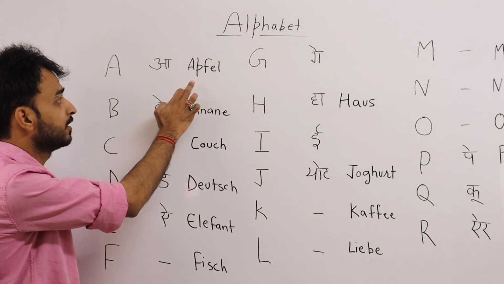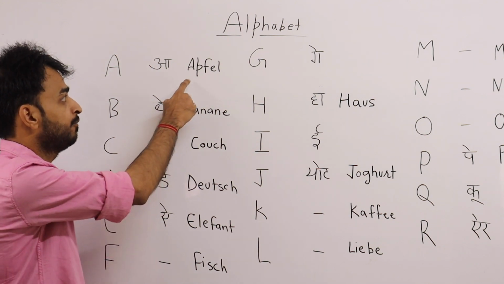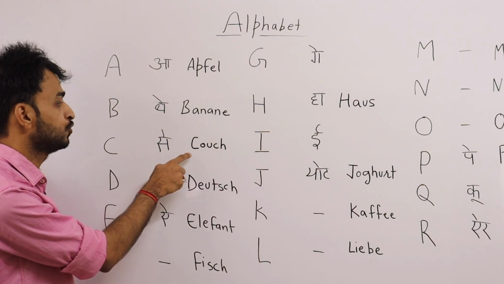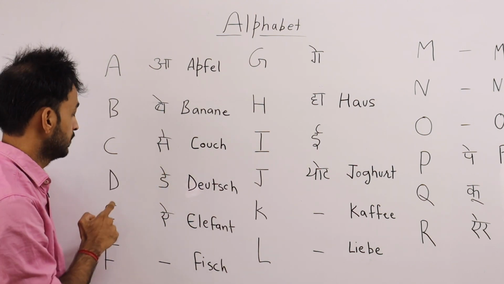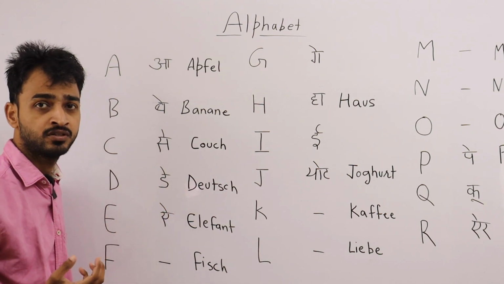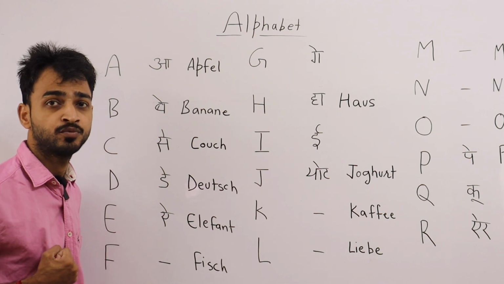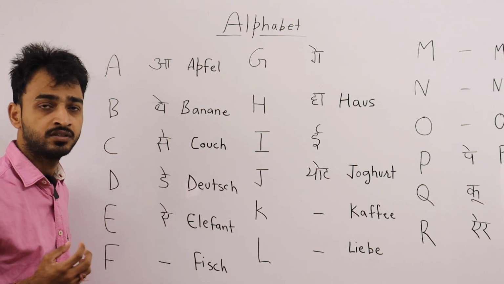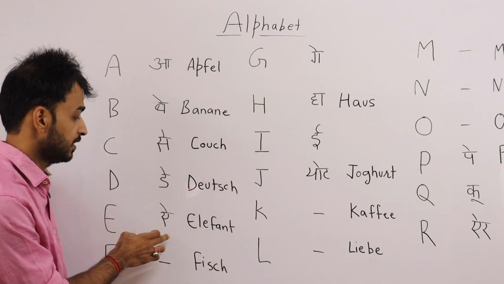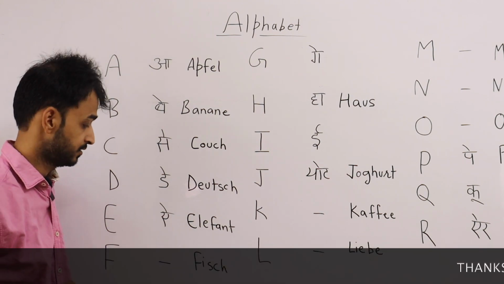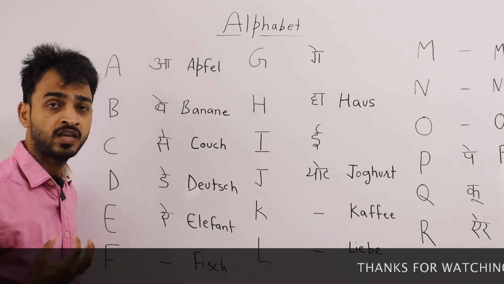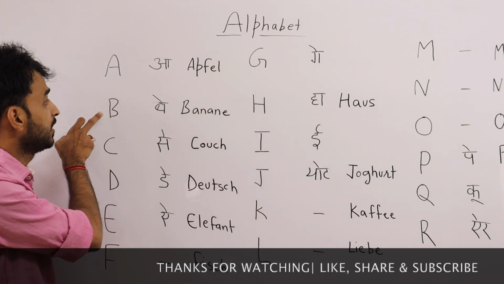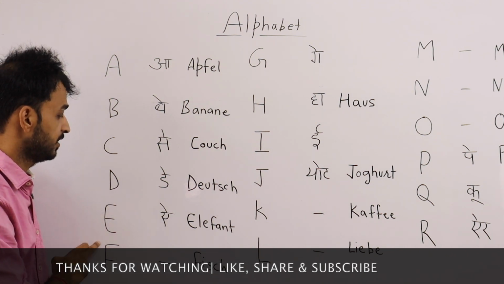With A, there is the word Apfel. Apfel means apple. Banane. Then we have Couch. D means Deutsch. The German language is called Deutsch, and Deutschland is Germany. Germany as a country we say Deutschland and the German language is called Deutsch. E, Elefant, elephant. F, Fisch, fish. Same sound as we say in English. Once again A, B, C, D, E, F.